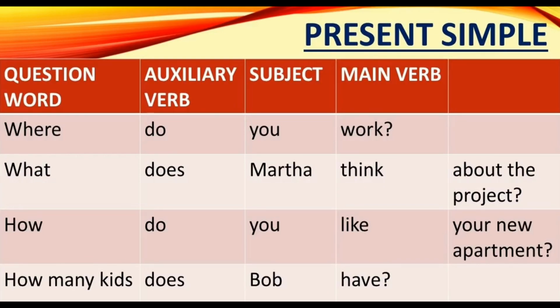Where do you work? The question word is where. The auxiliary verb is do. The subject is you. And the main verb is work. Here are 3 more examples. What does Martha think about the project? How do you like your new apartment? How many kids does Bob have?